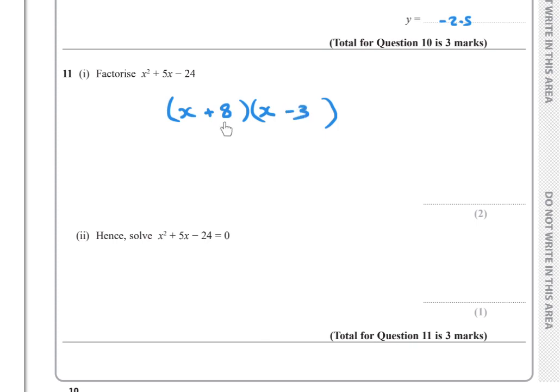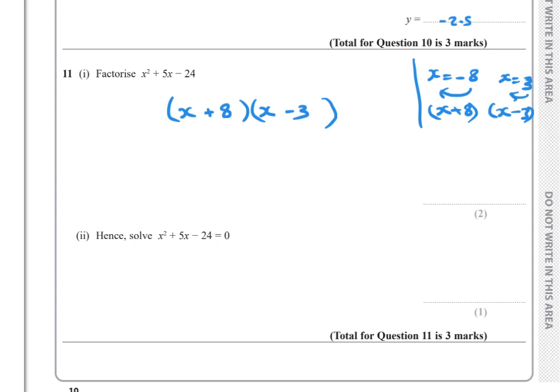Or you can use your calculator. Mode 5, 3, enter A and B and C. Then you have two solutions, x equals negative 8 and the other solution x equals 3. Now transpose negative 8, so x plus 8, this is the first bracket, and transpose 3 to the other side by negative, so x minus 3, so you get the same answer.